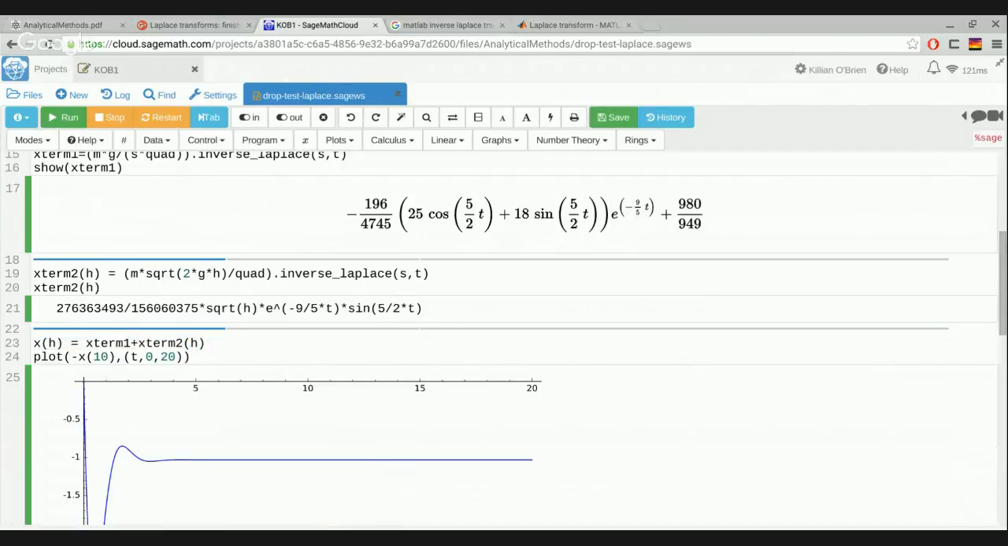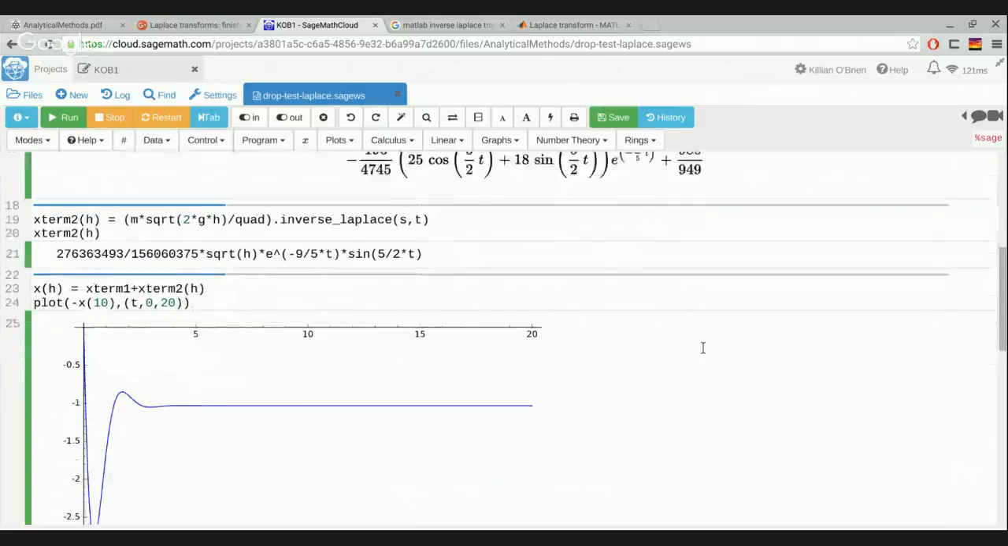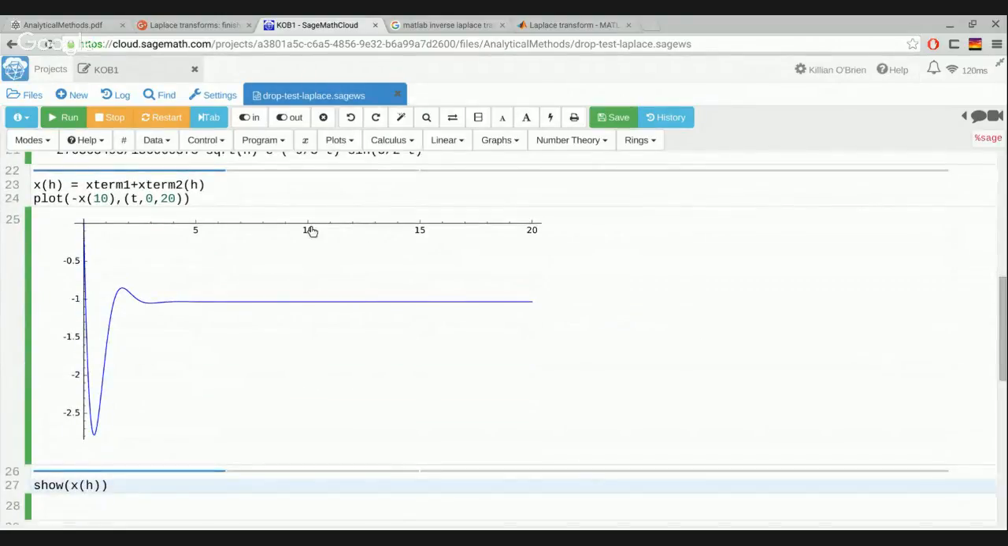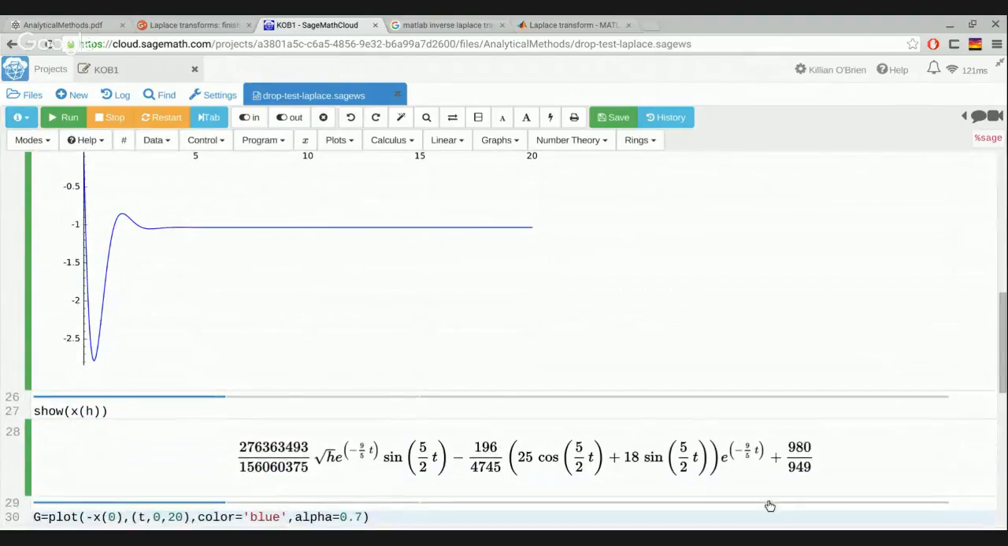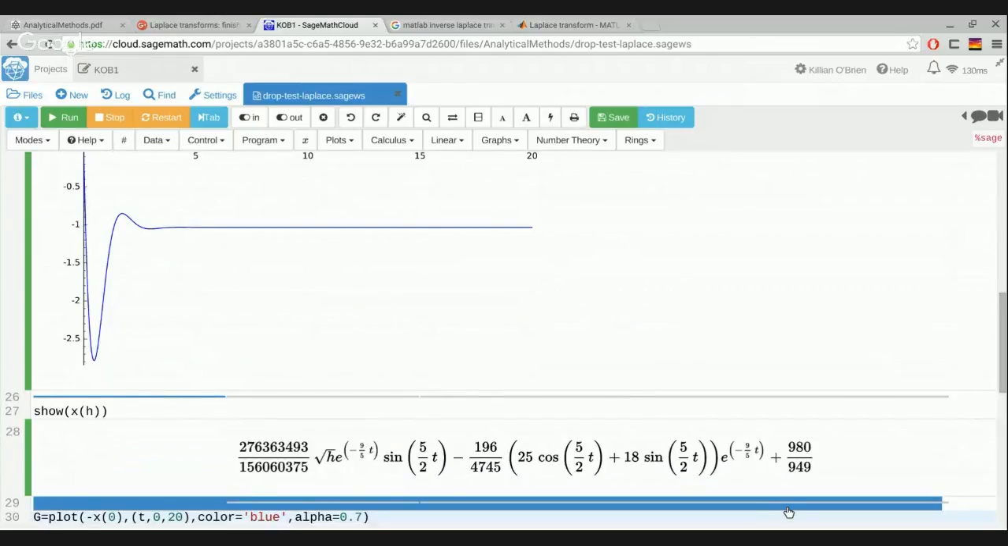So we can have a look at x. Let's just have a look at the solution. The solution here is a combination of various things, but they're all these sines and cosines, so these oscillation type terms, but they're all multiplied by this exponential e to the minus 9 over 5t, which is this kind of fading away, this transient nature of the solution, that it's going to converge to 0 as t goes to infinity.